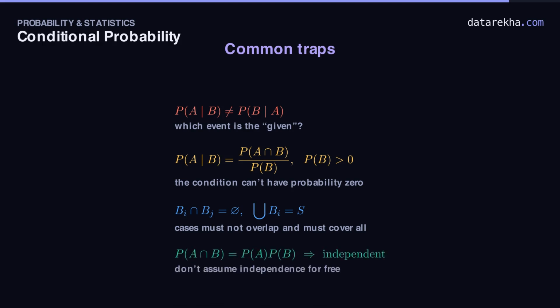And trap 4. Multiplying as if events were independent. That clean product only holds when they truly are. If B changes A, use the conditional.